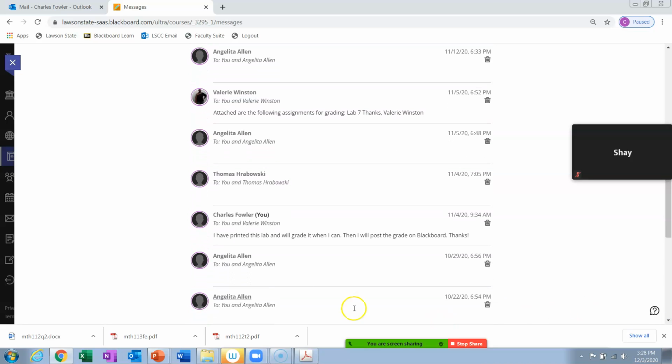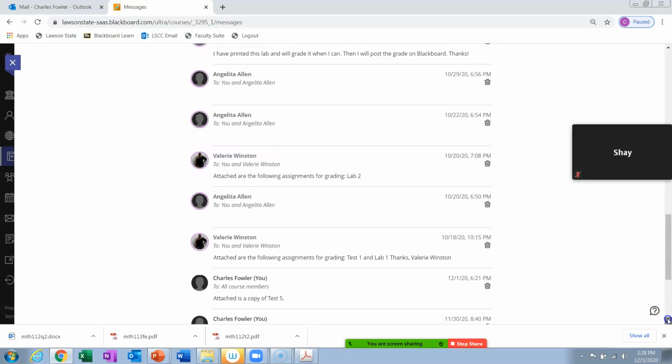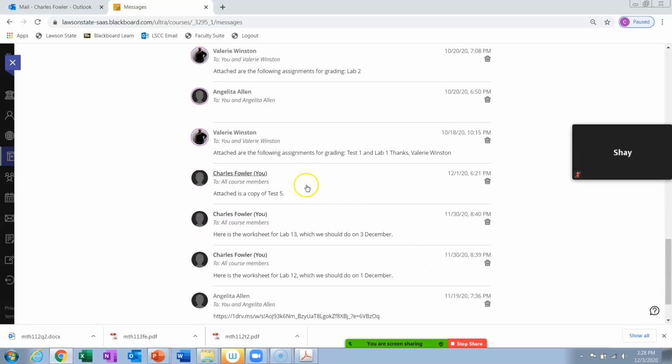But somewhere down here, you will see, okay, here. Here's one place where I printed the lab. Oh, no, I'm sorry. That was an answer to somebody else. Sorry about that. Right here. All course members. Here's attached a copy of Test 5. It was over there in the weekly stuff, but it's also here. Here's a worksheet for Lab 13, okay, that we should do today. Here is a worksheet for Lab 12, which we did on Tuesday, okay. I have it under the instructional materials, but I also put some of them here. I didn't always put all of them here. I just started this at the end.